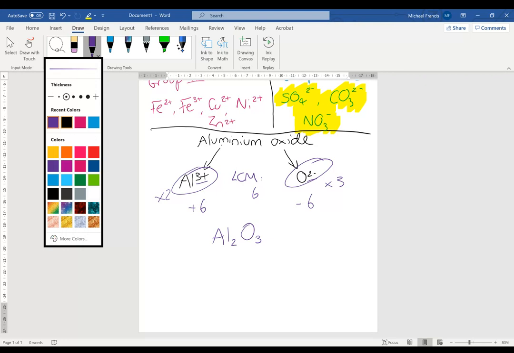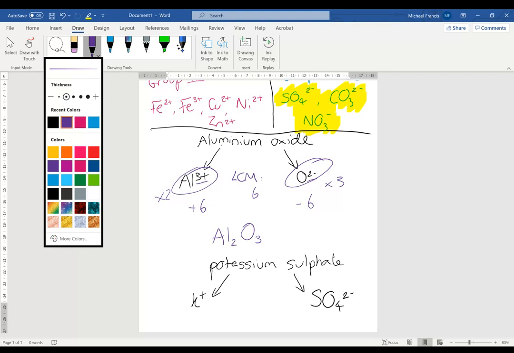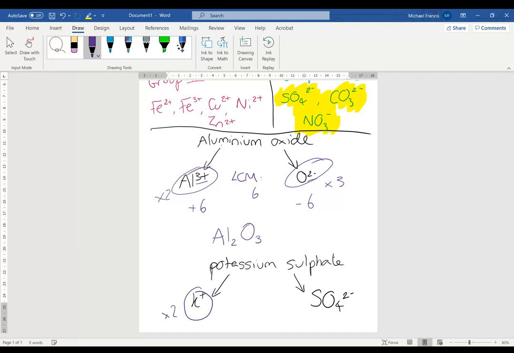You can do exactly the same thing with the complex ions. Okay. So if I have, for example, potassium sulfate, potassium is +1, sulfate, SO4, is -2. So I'm going to need 2 potassiums to balance the charge from my sulfate and make them both equal to 2+ and 2- so that they cancel. So my formula will be K2SO4.